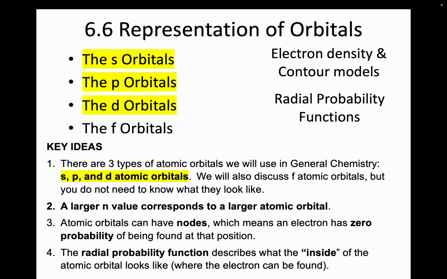Second key idea. For our atomic orbitals, a larger n value corresponds to a larger atomic orbital. The third idea, atomic orbitals can have what are called nodes. A node, remember we saw those within our standing waves a few minutes ago. A node is telling us a region of space that has 0 probability of finding the electron. And then finally, the radial probability function. That's a way of thinking about the atomic orbitals that allows us to look inside the atomic orbital. Not just what the overall shape is, but what does the electron density look like inside?